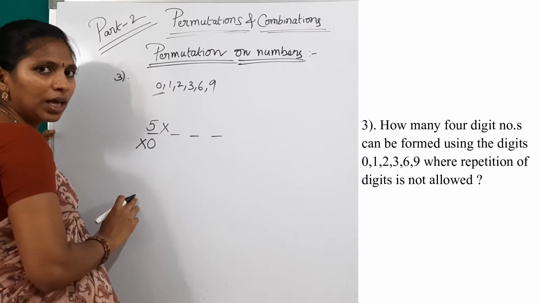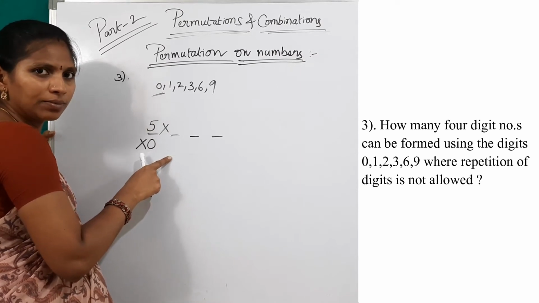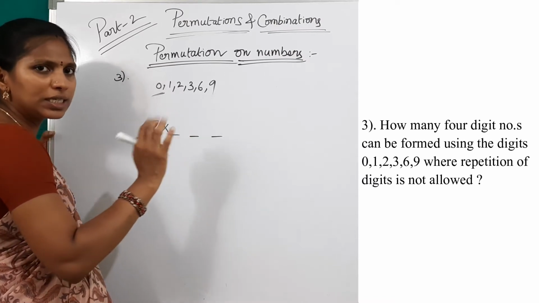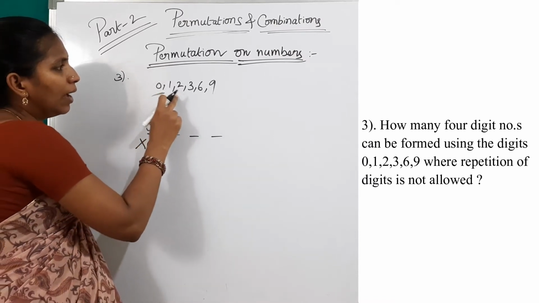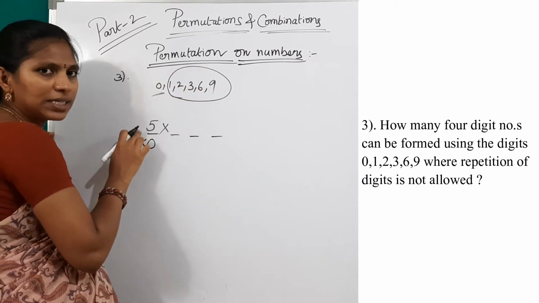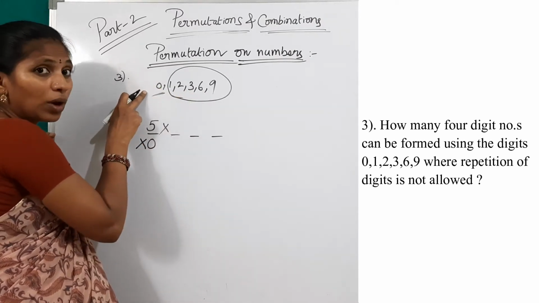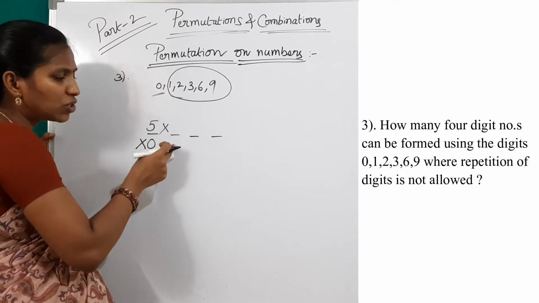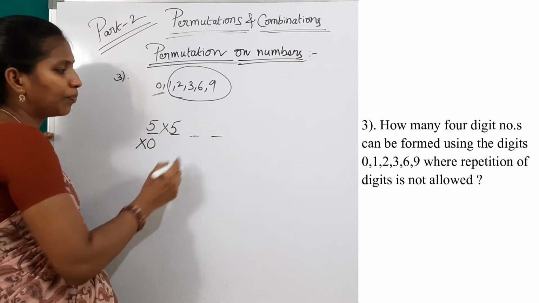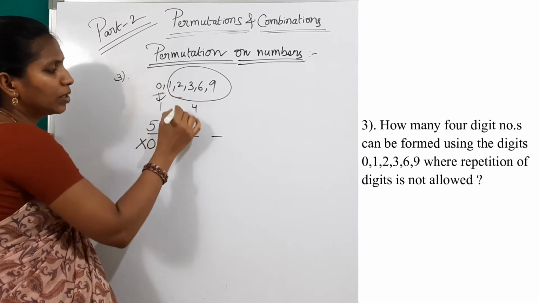Can I place 0 in second place? Yes, I can place. No problem. If I place 0 here, then I will get a 4-digit number only. So, from these 5 digits, 1 digit is placed here. Any 1 digit is placed here. So, remaining are 4. 4 plus 0 is also here. We can place 0 here. So, 4 plus 0 means 5.